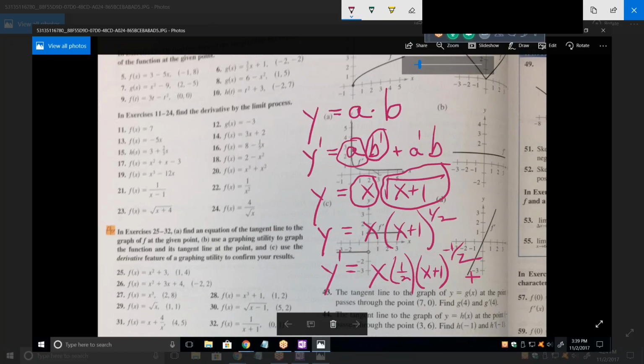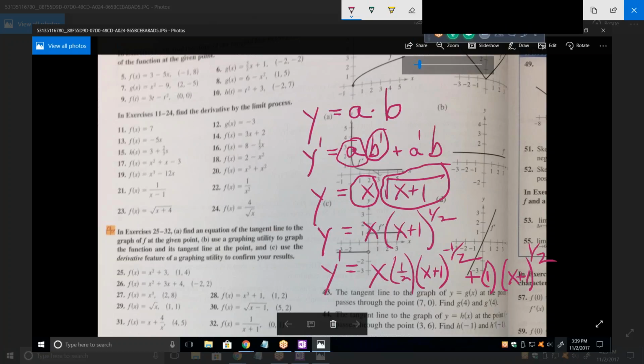Plus, I got to do the reverse. Well, what's the derivative of a? What's the derivative of x? 1. Derivative of x would be 1. Oh, yeah. Just its coefficient. Times the other thing, not the derivative of the other thing, but b. Well, b was x plus 1 to the 1/2. So there is our answer for the first derivative.